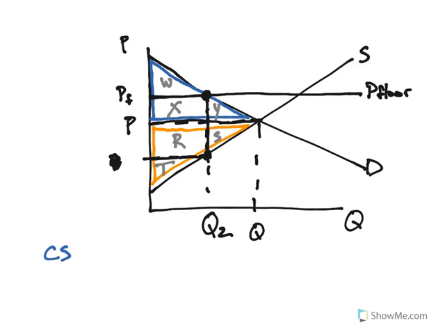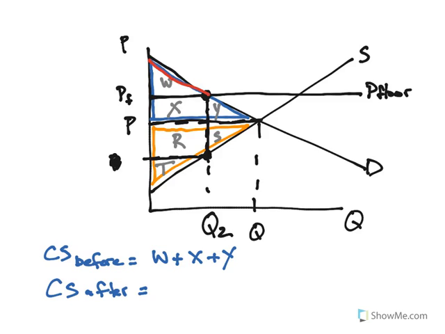So let's break it down again. Consumer surplus before the price control is W, X, and Y, and the consumer surplus after the price control, remember, that is the area beneath the demand curve and above the price that is actually being paid at the quantity that is actually being sold. Well, our consumer surplus after is just W.